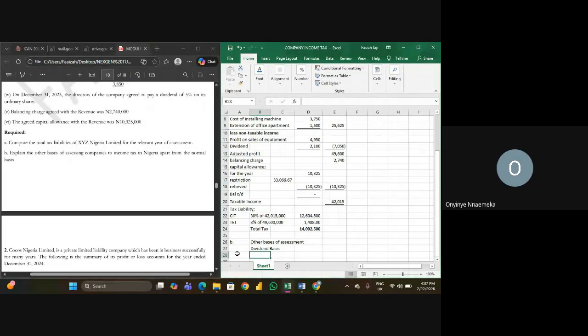Why? In a situation where the company made a profit and then they paid dividend, but the amount of dividend that they paid is higher than the profits that they made for the year. Let me repeat that. The amount of dividend that the company paid out to their shareholders is higher than the amount of profits that they made for that year. In that case, dividend is going to be taxed instead of the taxable profits.